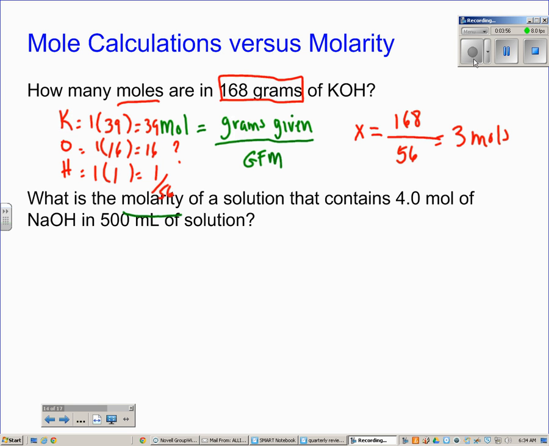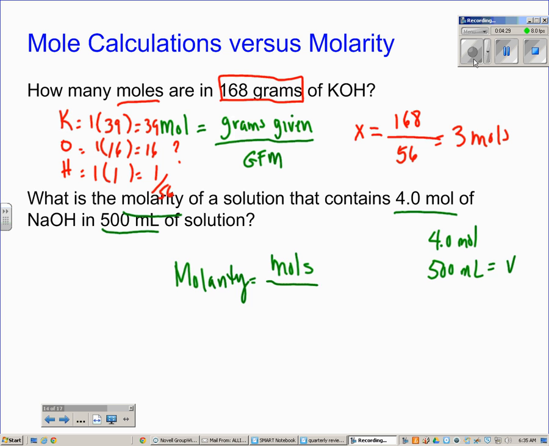We're finding the molarity of a solution that contains 4 moles of sodium hydroxide in 500 milliliters of solution. So now our given is moles. We have 4.0 moles, and we have 500 milliliters of solution. So we're given moles, and milliliters is a volume. Okay, so that's a different formula. That's our big M concentration molarity formula, which is molarity equals moles of solute over liters of solution.